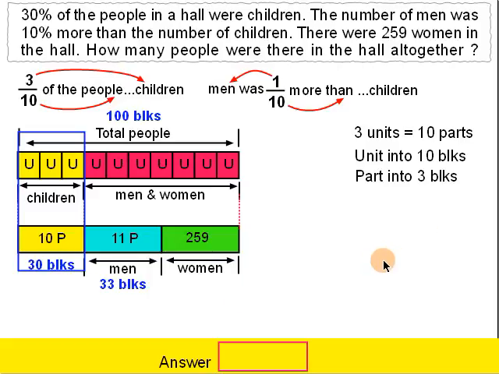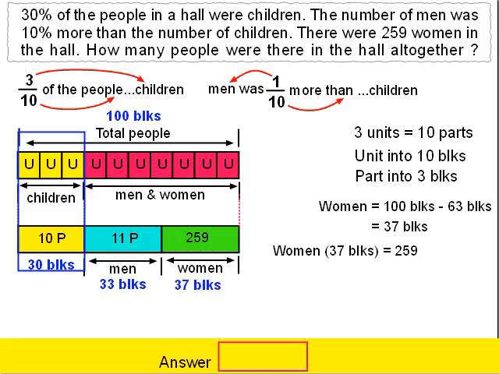Okay, then comparing the model on top and the bottom, straight away we know that the number of women is equal to 100 blocks minus 30 blocks from children and 33 blocks from men, which add up to 63. So 100 minus 63 blocks gives us 37 blocks. So this 37 blocks of women is equivalent to 259, as given by the question.